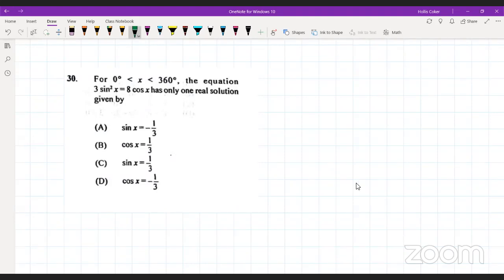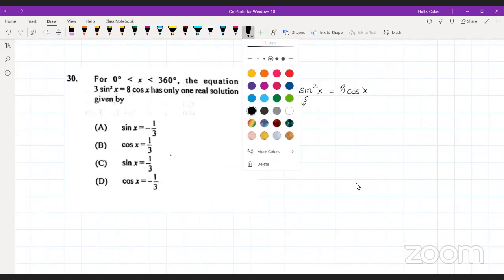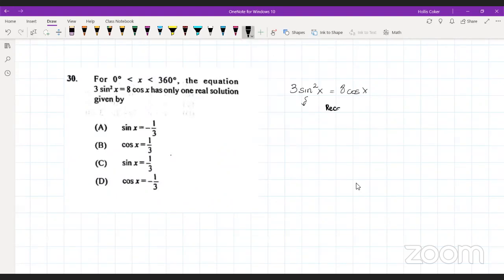okay, the first thing we'll start off by doing is saying sine squared x. Let's see, so we're going to solve that. So we have 3 sine squared x is equal to 8 cos x. The first thing we do is recall that sine squared x plus cos squared x is equal to 1, and therefore sine squared x is equal to 1 minus cos squared x.